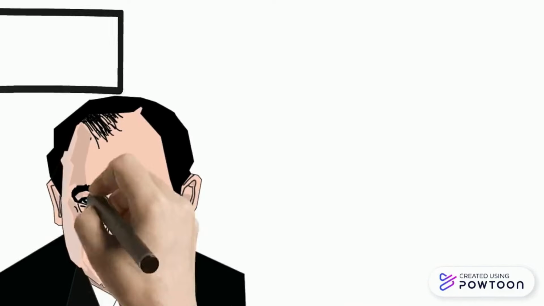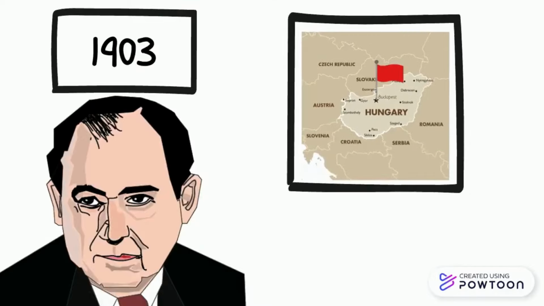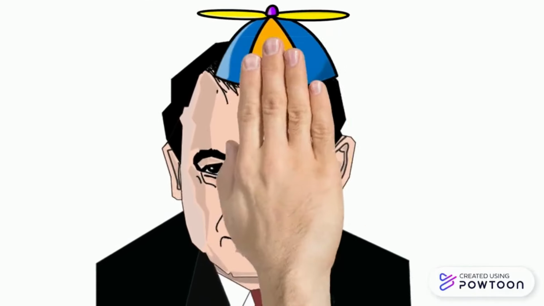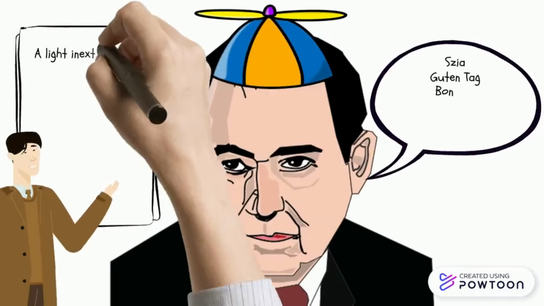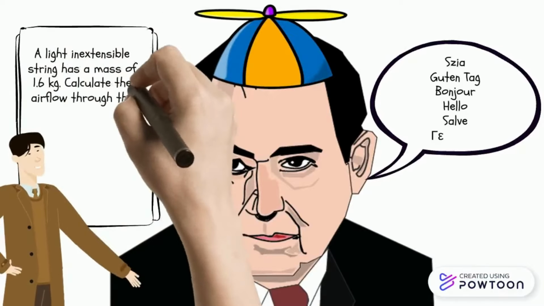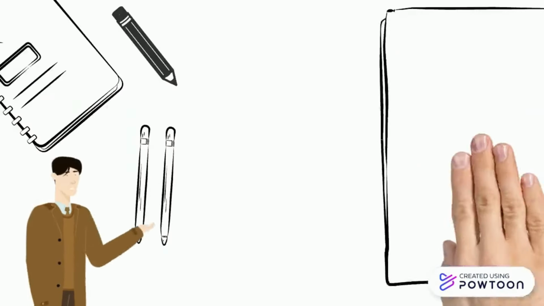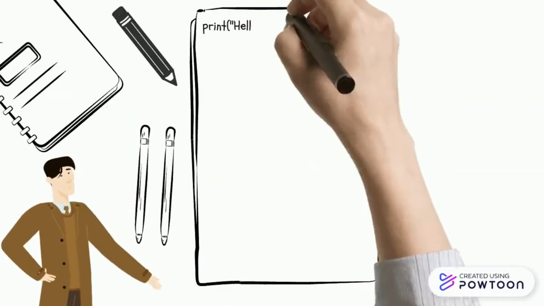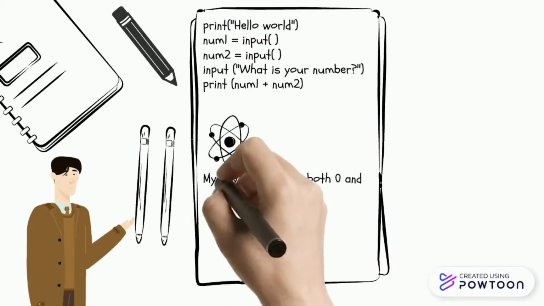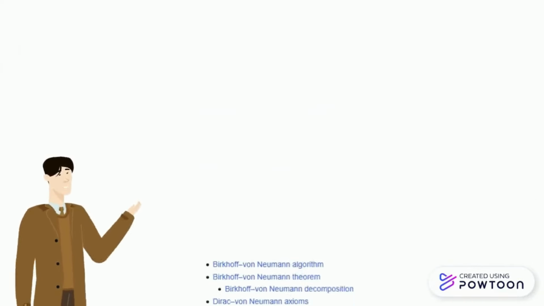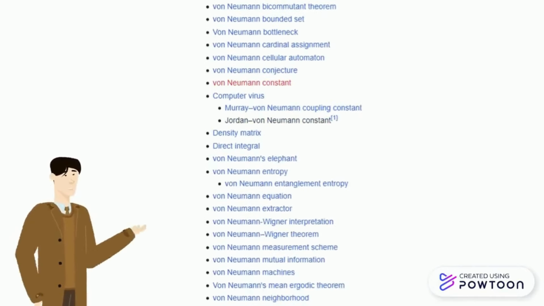John von Neumann was born in 1903 in Budapest to a Jewish family. He was a child prodigy who could speak various languages and solve university-level maths at the mere age of 12. After university, von Neumann would go on to teach and research many areas ranging from computers to quantum mechanics, so much so that even today there's an entire Wikipedia list of things named after him.